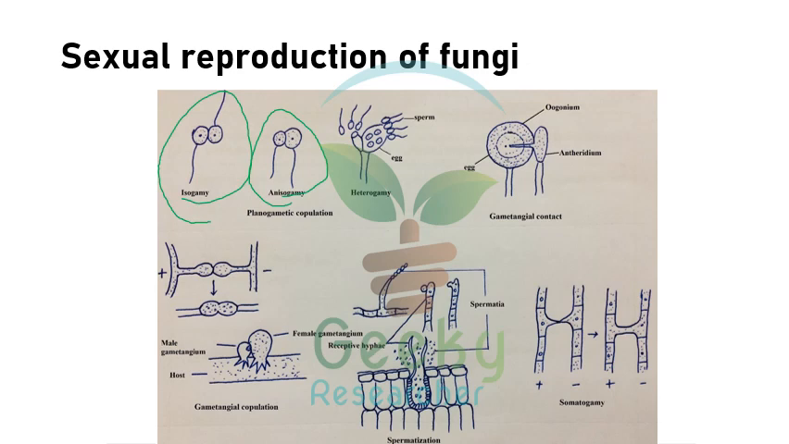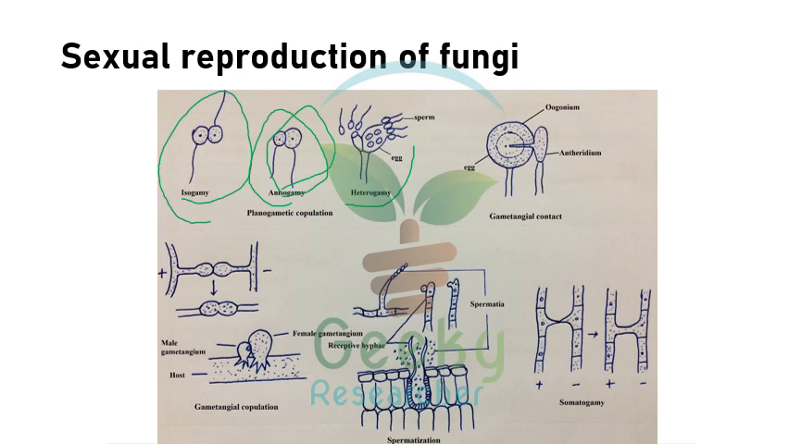And anisogamy means not similar. So the fusion of morphologically and physiologically dissimilar gametes is called anisogamy. We can observe it in Allomyces and Blastocladiella. When it comes to heterogamy, it is the fusion of motile male cells with non-motile female cells. Here male cells are motile, whereas female cells are non-motile. We can observe this in Monoblepharis.